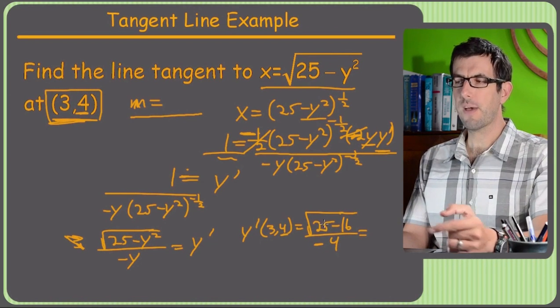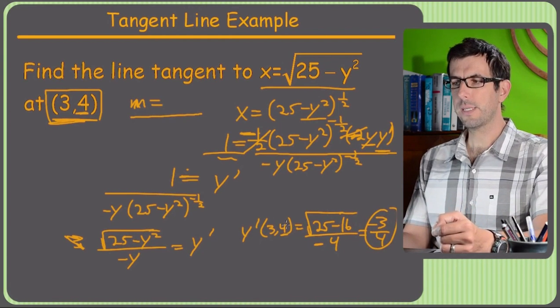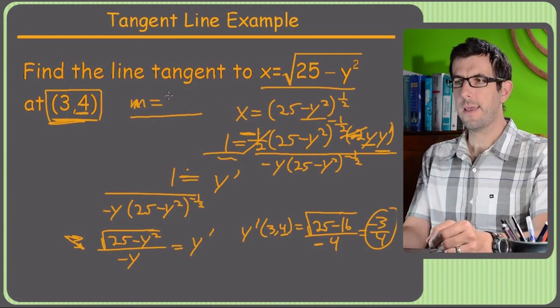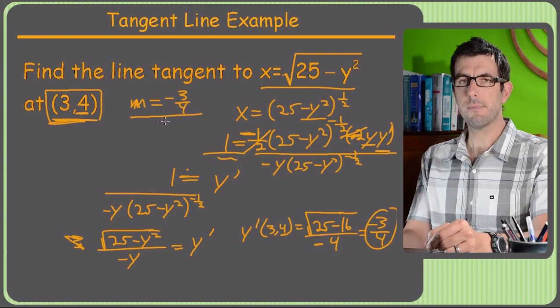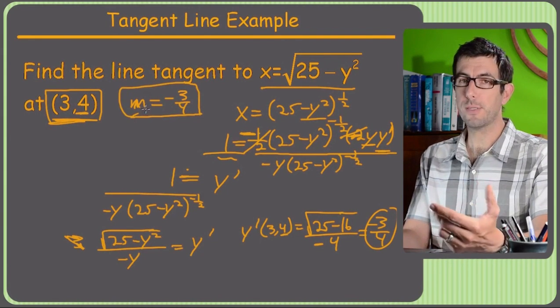Which gives us, let's see, 25 minus 16 is 9, square root of that is 3, so negative 3/4. All right, crazy. So now my slope, my y prime of (3, 4), is negative 3/4. And that is awesome, because now I have the slope and I have the point. All I have to do is plug and chug into the point slope form.